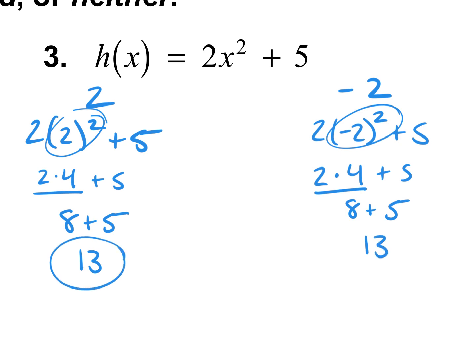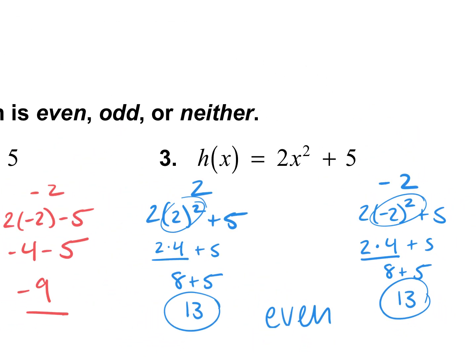Did we get the same answer, opposite answers, or neither? Same. So what does that tell us? Even. Remember, if we get the same numbers, it's even. If we get opposite answers, it's odd. And if we get totally different numbers, then it would be neither. So our answer here is even.